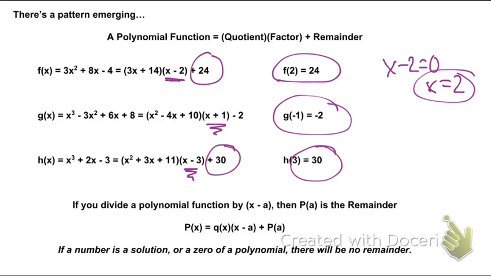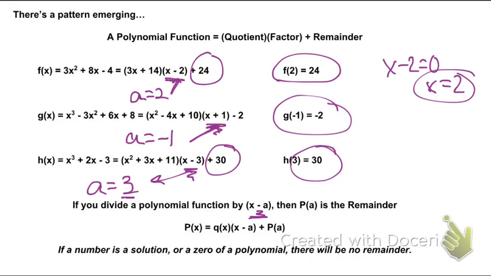So if you divide a polynomial function by x minus a, in this case, a equals 2. In this case, a equals negative 1 because it's x minus a, so you flip the sign. In this case, a equals 3. Then p of a is the remainder. So if you plug in whatever that a value is, it's going to give you your remainder. In this case, a was 2. I plug it in, I get a remainder of 24. In this case, a is negative 1. Plug it in, I get a remainder of negative 2. In this case, my a was 3. I plugged it in, I got a remainder of 30.